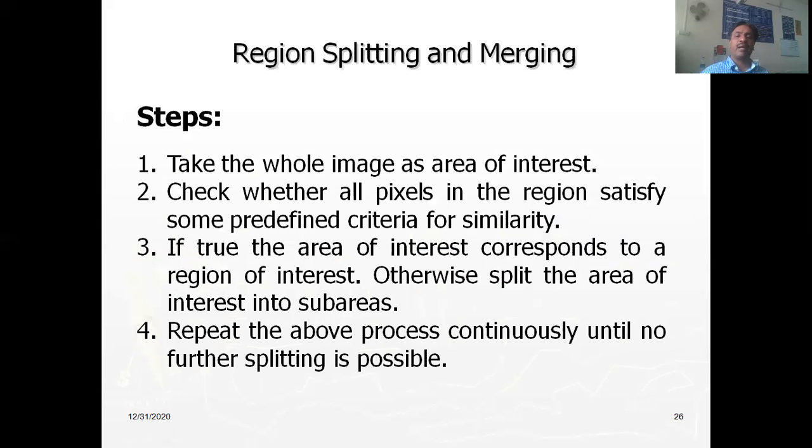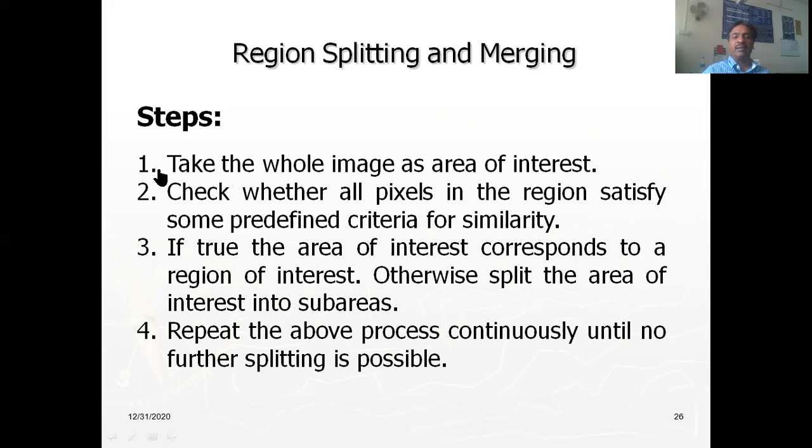Okay, next we have one more algorithm based on region-based segmentation, that is region splitting and merging. In this case, as the name itself indicates, we go on splitting the image based on some criteria. If the split parts have identical properties, if they have similarity based on some criteria, then we are going to merge them. The concept can be explained in terms of steps.